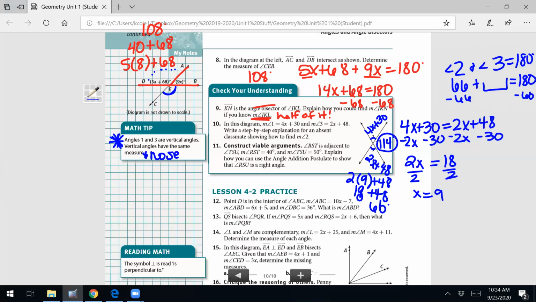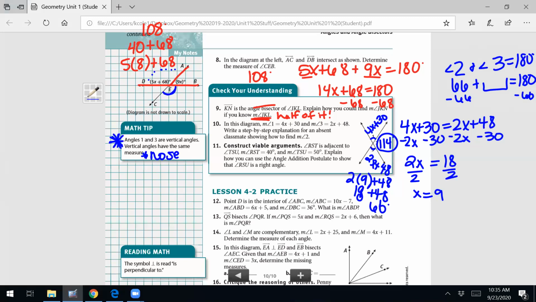Okay. Number 11, last one, it says angle RST is adjacent to angle TSU. Remember, adjacent means that they are side by side. Doesn't necessarily mean they have to be supplementary or complementary. It just means that they share one of the rays. So it says that RST is 40 and TSU is 50. Explain how you can use the angle addition postulate to show that angle RST is a right angle.